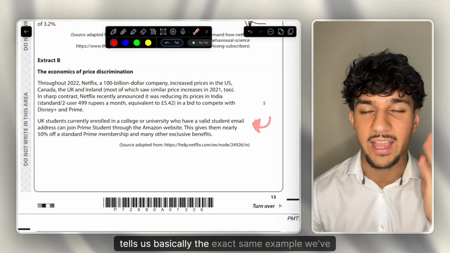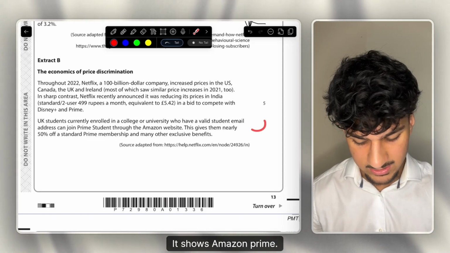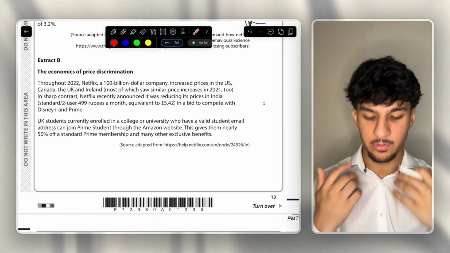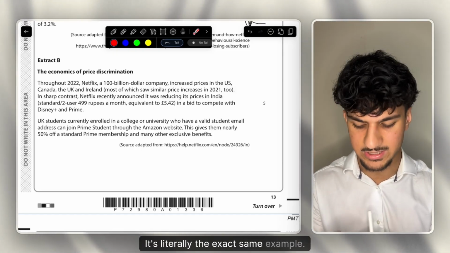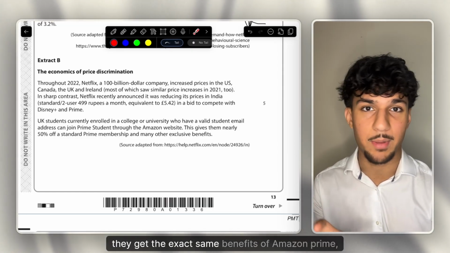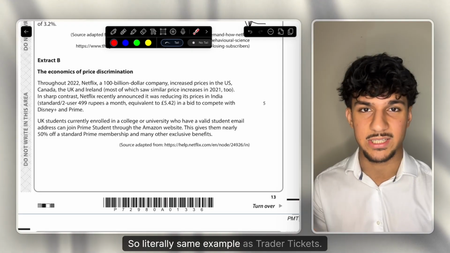tells us basically the exact same example we've been talking about, train tickets. It shows Amazon Prime. So students receive 50% off. So like I said, students, just because they're younger, it's literally the exact same example. The younger, they have less money for the exact same product. They get the exact same benefits of Amazon Prime. They just get charged less. So literally same example as train tickets.